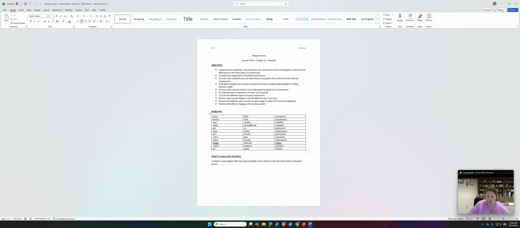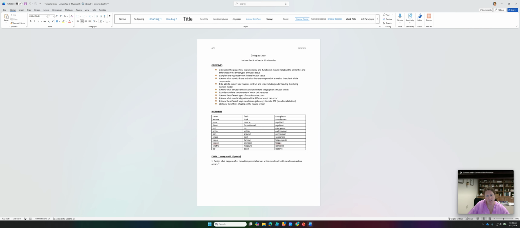We have word bits as always. A couple that you're going to see quite a bit in this unit is sarco. You can see that sarco means flesh, but pretty much when you see sarco, you can associate it with muscles, because you're going to see a sarcolemma, you're going to see sarcoplasm, you're going to see a sarcomere, and then myo is also a prefix that you will commonly find with muscle because it means muscle, okay? And then some of these we've seen before and others, and it's just a little repeat.